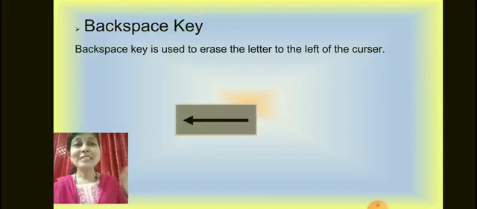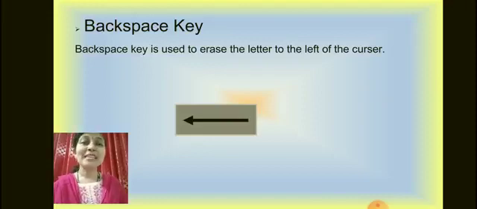So, you can see this backspace key on the keyboard. This is the last key in the row of number keys, marked with the backward arrow. This key you can see on the computer keyboard. So, this backspace key is used to erase the letter to the left of the cursor.